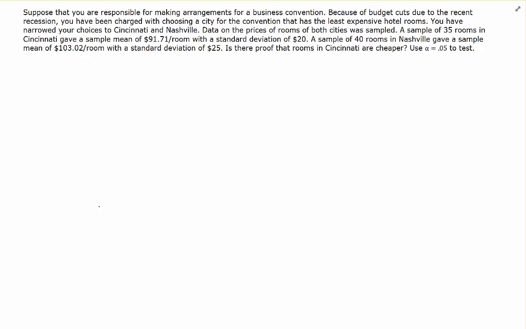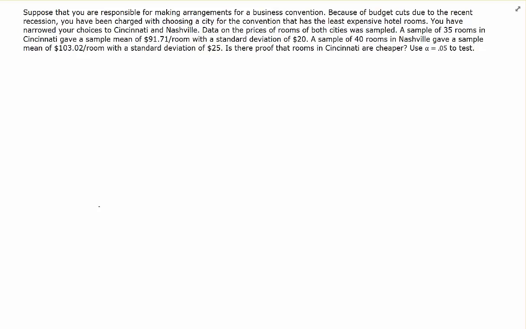Data on the prices of rooms of both cities was sampled. A sample of 35 rooms in Cincinnati gave a sample mean of $91.71 per room, with a standard deviation of $20. A sample of 40 rooms in Nashville gave a sample mean of $103.02 per room, with a standard deviation of $25. Is there proof that rooms in Cincinnati are cheaper? Use alpha equal to 0.05 to test.